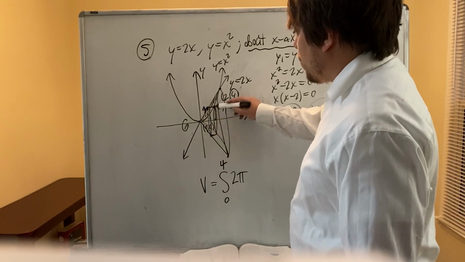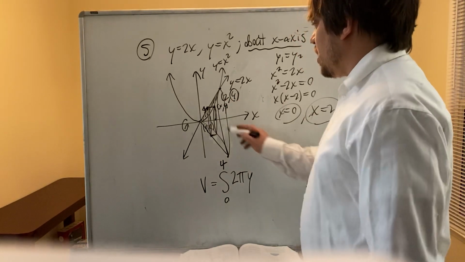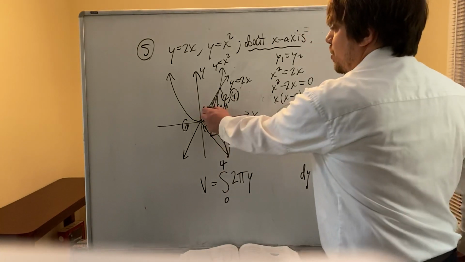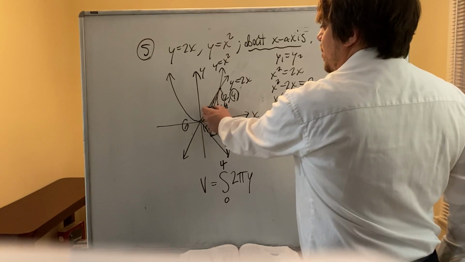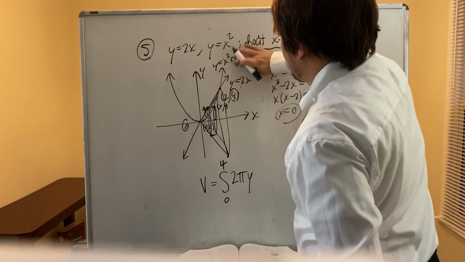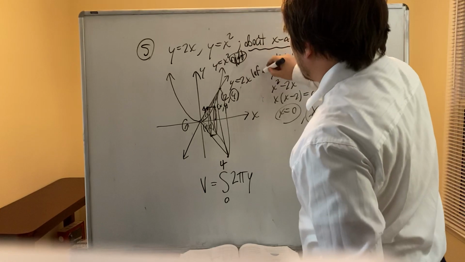That's the y coordinate of this point. That's the radius. So it's 2 pi y times the height of the function, the height of the cylindrical shell. The height of the cylindrical shell is the difference of x values of two functions. And so this is the right function, and this is the left function.